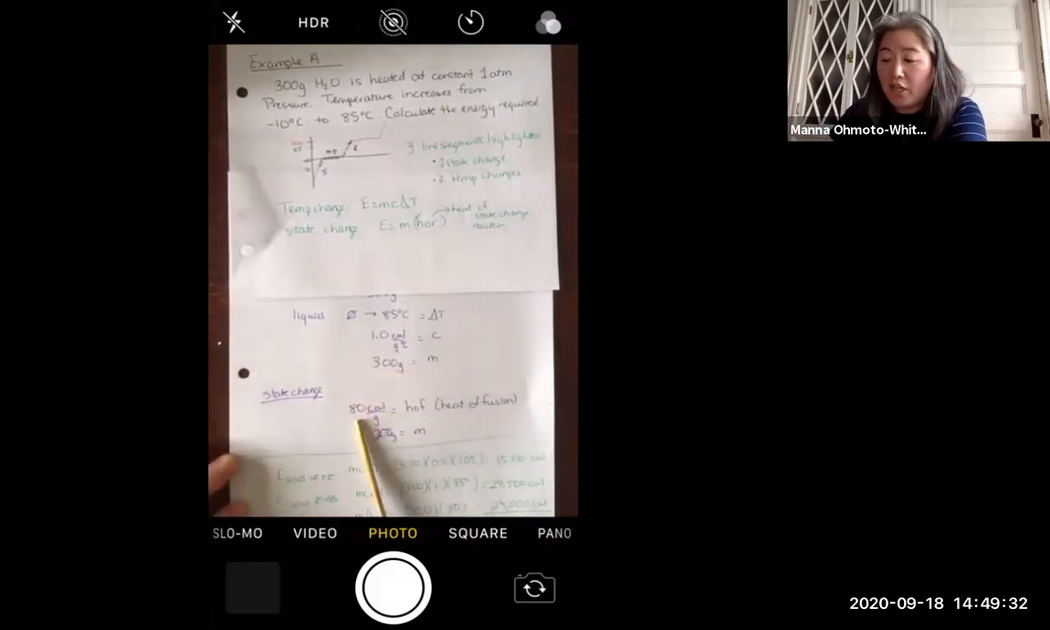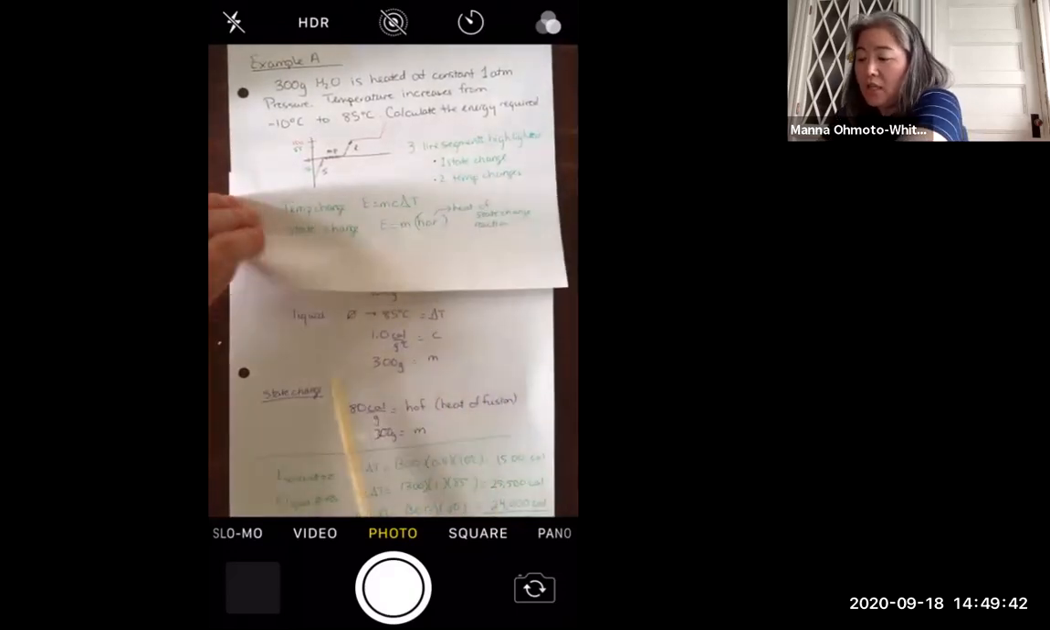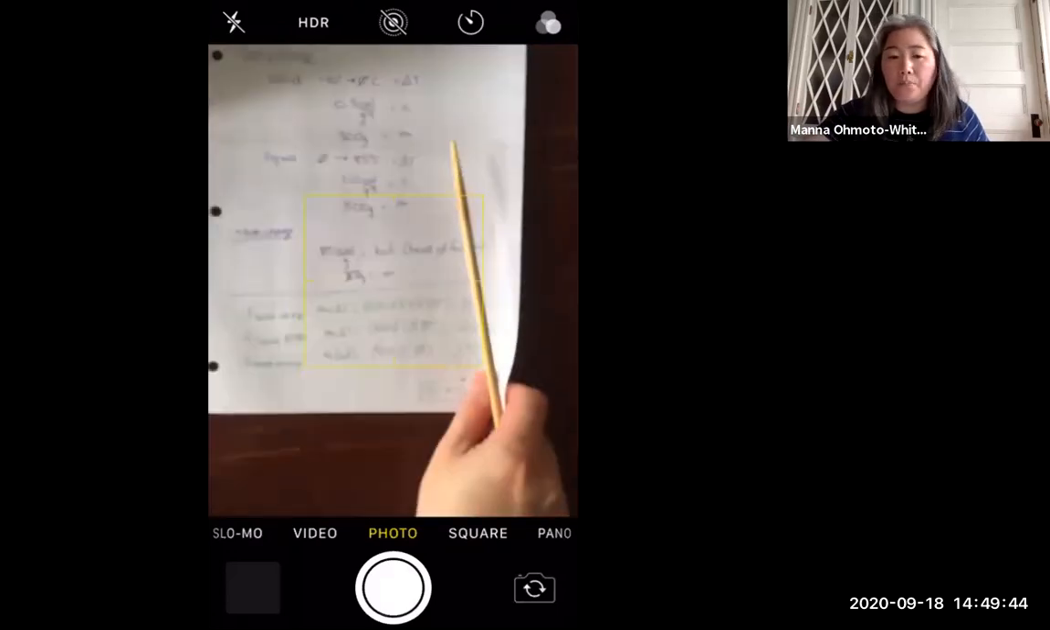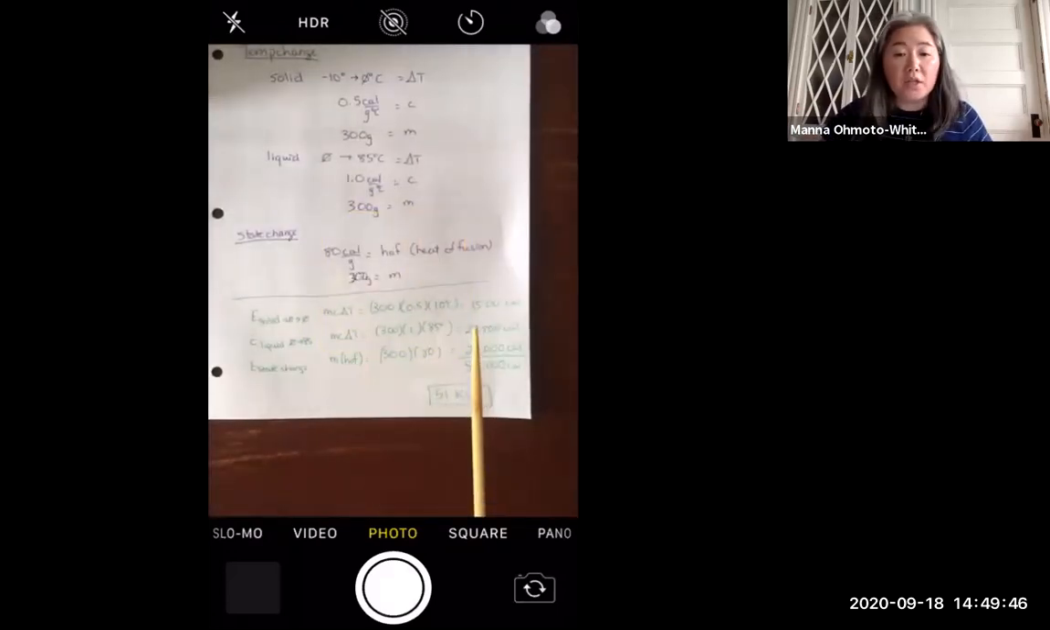In the state change, right here, heat of fusion, again, is going to be a standard thing that will be given to you. And the mass still hasn't changed. It's going to be 300. So I have all of the things that I need to make my calculations. I now plug and chug.